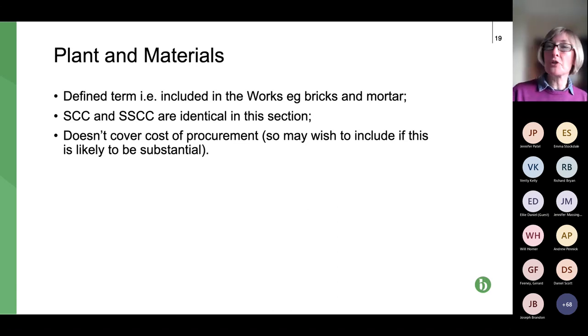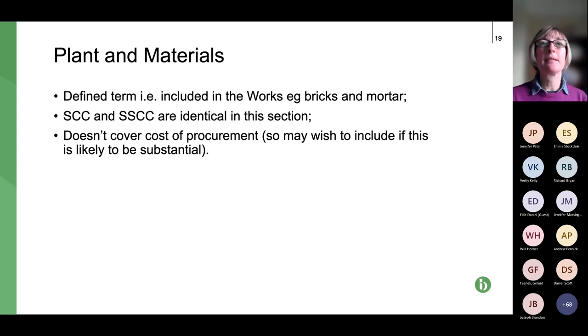It's the stuff that you're not going to remove and take back with you and send back to the hire company or back to your site, your premises, when you finish the project. So quite nicely, the schedule and the shorter schedule are identical in this section. One thing you need to note, so just a relatively small point, it doesn't cover the cost of procurement. So if you're going to have to go through a procurement exercise, you'll need to amend the contract with a Z clause or some extra contract data to make sure that cost of procurement's covered one way or another.